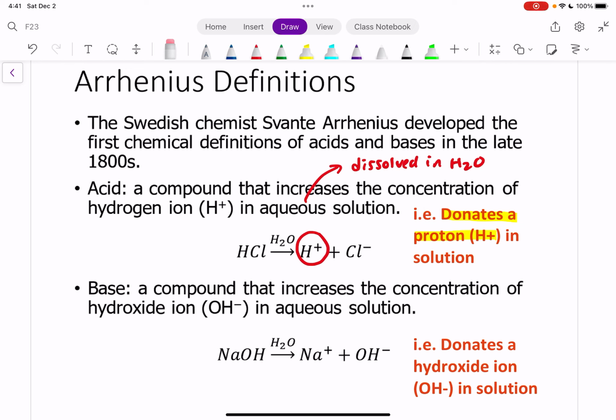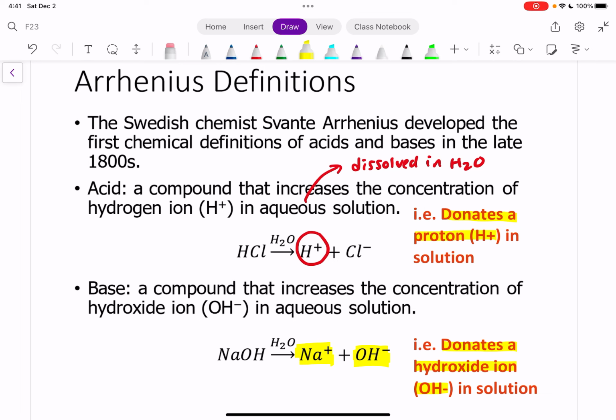And what ends up happening once we do that is, again, we get this dissociation of these 2 ions. We have our sodium ion with a positive charge, and our hydroxide ion with that characteristic OH-, right? So again, you can think of this as a base is anything that donates a hydroxide ion in solution.